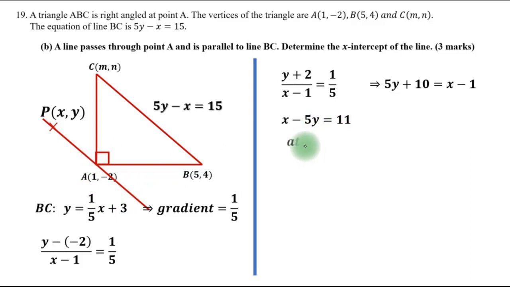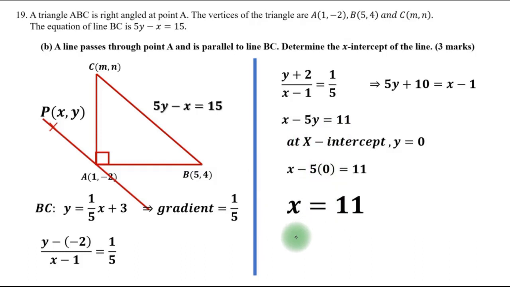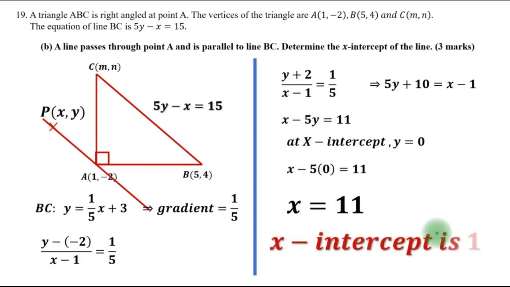But at the x-intercept, on the x-axis, y is normally 0. Therefore, in this equation, we substitute the value of y equal to 0 to get the value of x. So 5 times 0 is 0, so x will be equal to 11. And that is the x-intercept.